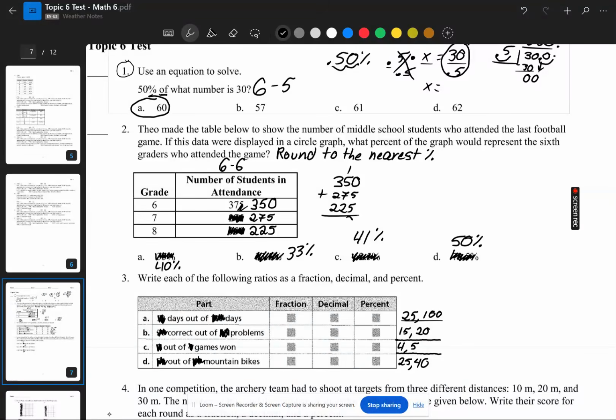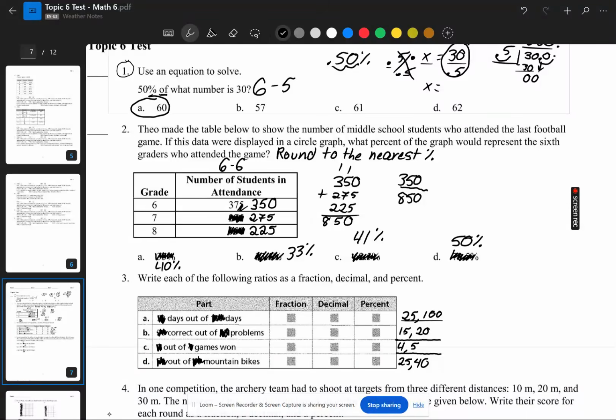So that's 10. This is 6. Oh boy, 6 plus 7 is 13, plus 2 is 15. And then 1 plus 3 is 4, plus 2 is 6, plus 2 is 8. So that's going to get me 850. So I know my total is 850. I'm going to put it as a fraction. And the number of 6th graders are 350.